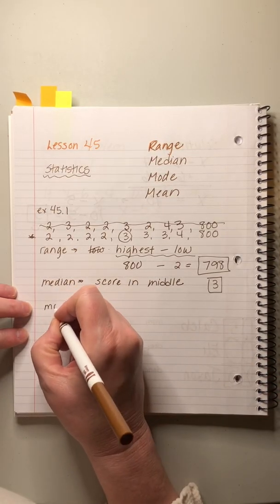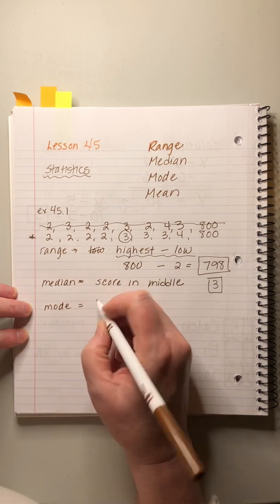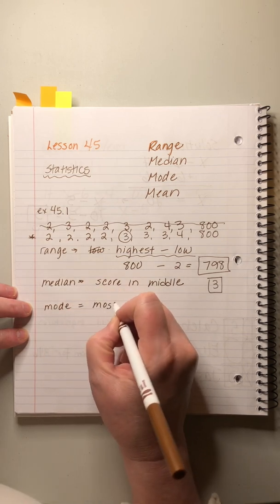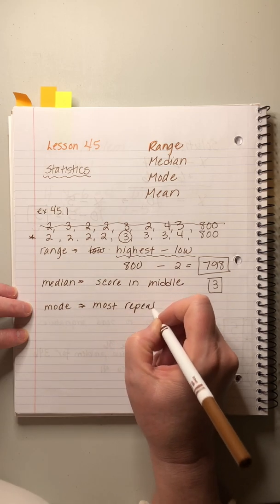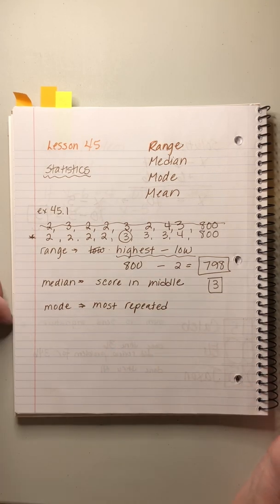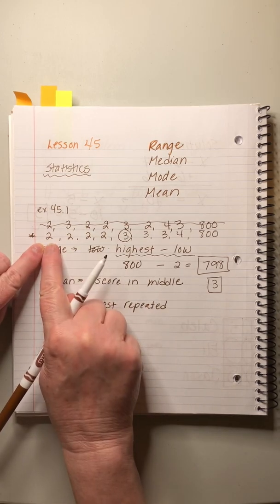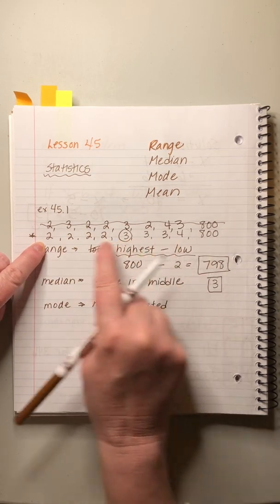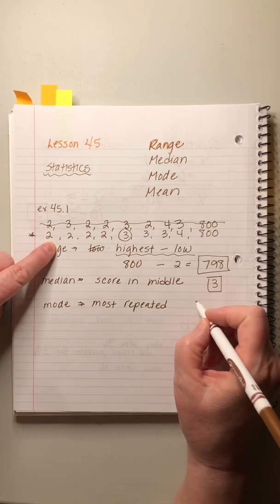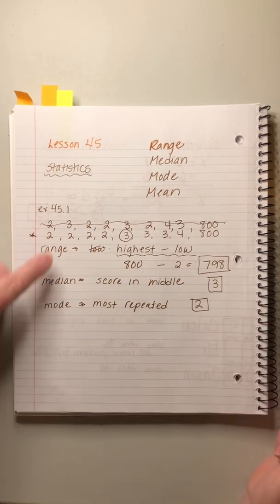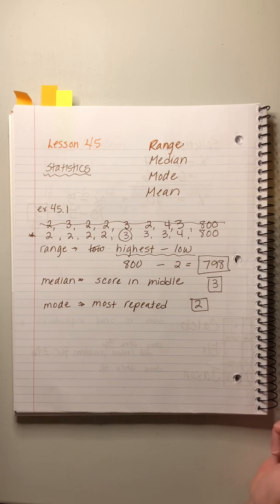The mode. The mode is the most popular or most repeated. All right? So in this case, well, let's see, we have 4 2s and 3 3s. So that means the most common, the most repeated score is 2. Okay? So that is our mode score.